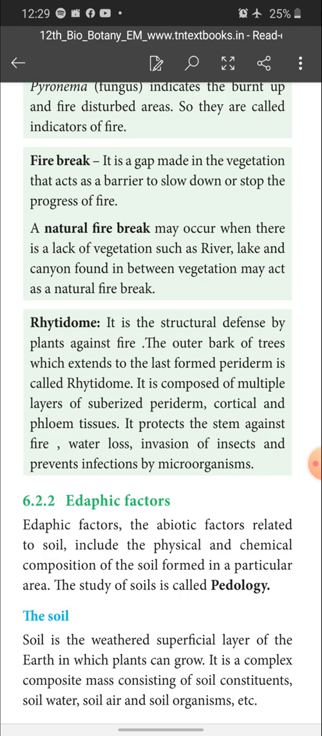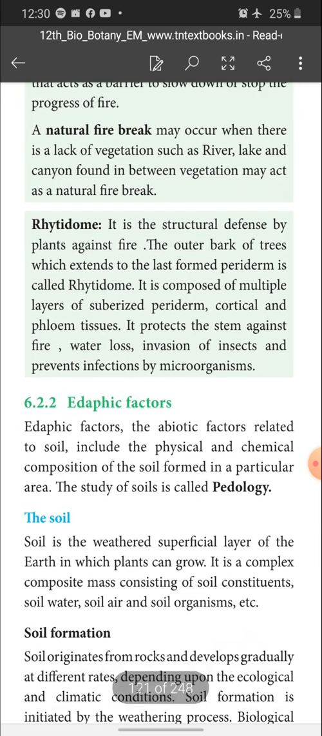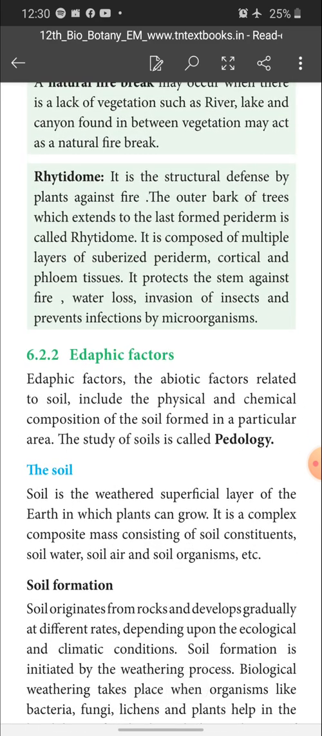Then abiotic factors. The abiotic factors related to soil include the physical and chemical composition of the soil formed in a particular area. The study of soil is called pedology. So, abiotic factors related to soil include the physical and chemical composition of the soil formed in a particular area, and the study of soil is called pedology.